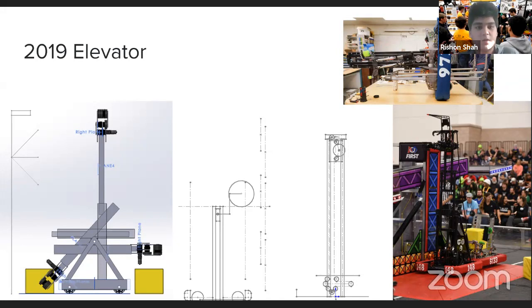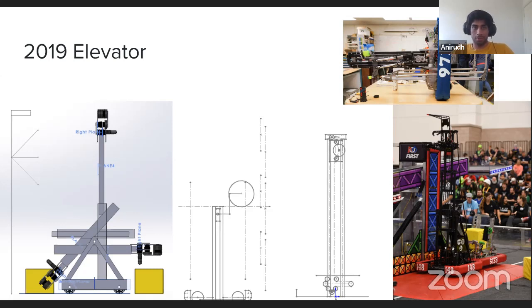Someone asked, to make the prototype of your shooter this year, did you build the parts with the CNC? We did use wood for our prototype of our shooter, and so we used our CNC router to cut it.